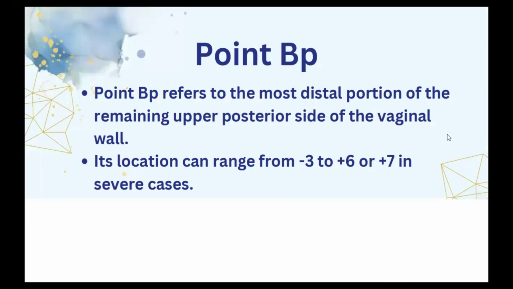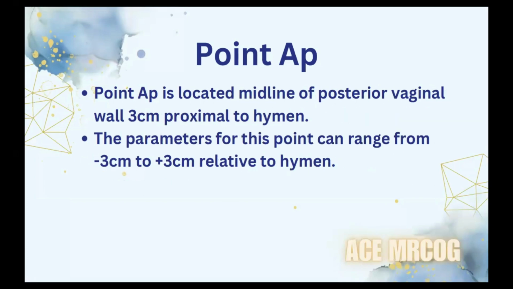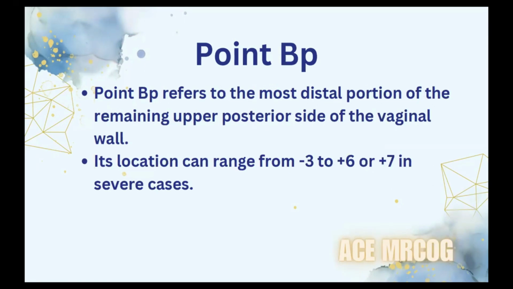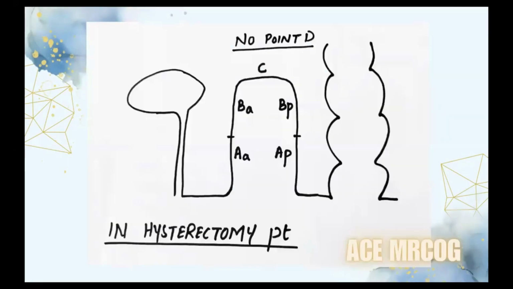Okay, so let's come to the point BP. Basically, BP means that it is the most distal portion of the upper posterior wall. I showed you point BP; it was on the posterior wall. And point AP is basically the posterior point, the point that is 3 centimeter proximal to the hymen. When you talk about the most distal portion of the remaining upper posterior vaginal wall, it is the point BP. Let me show the diagrams again so that you are very clear about it.